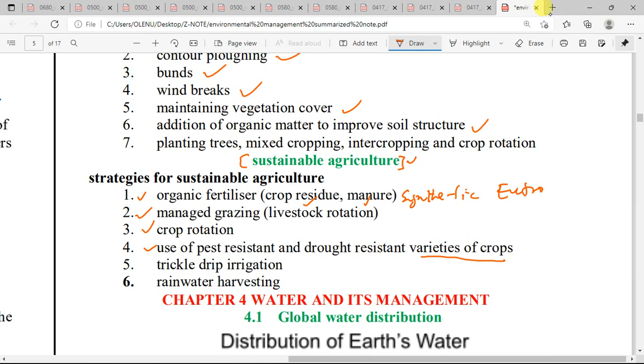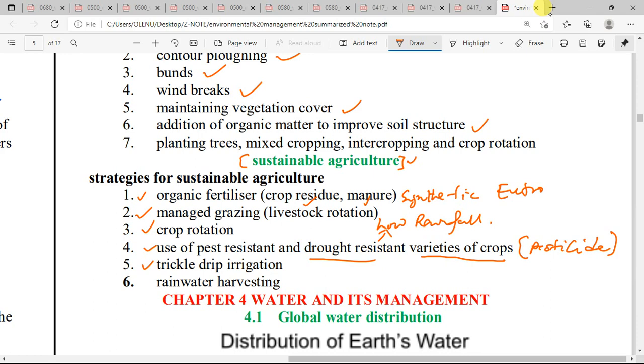So, if you have pest and drought resistant varieties, then you don't have to use pesticide in your farm because the pest that is found will not be able to affect the crop because it's pest resistant. And drought resistant will help you to cultivate even during periods with low rainfall. Then trickle drip irrigation. There are different methods of irrigation, but the best that should be practiced is trickle drip irrigation system. It's really sustainable.